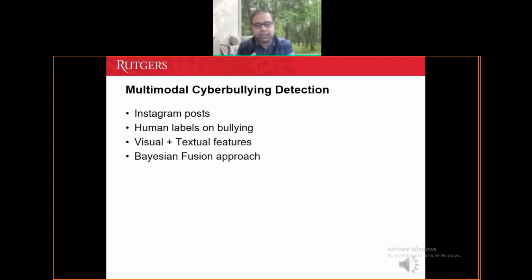To do this, we studied a data set of Instagram posts. So it was the post, the text by the original poster, as well as other people's comments. Together, this is known as a media session in Instagram. And there was human labeling of bullying. There were visual features, there were textual features, and the overarching approach that we have is that of Bayesian fusion. Again, you could combine different modalities using very simple things too. You could, let's say, do a voting, you could do a weighted average, things like that. Bayesian fusion tries to optimize on some of those parameters.